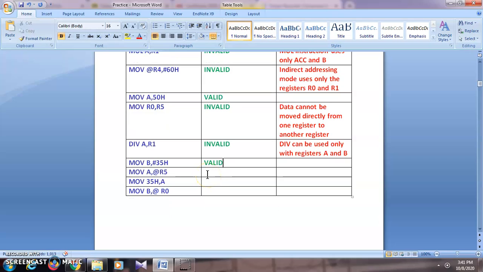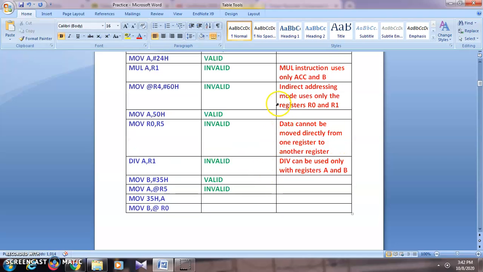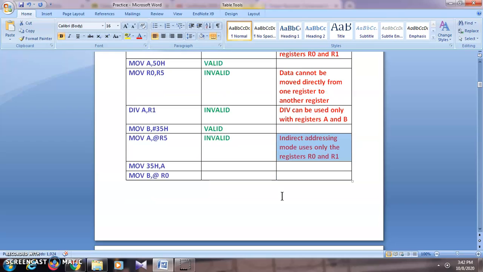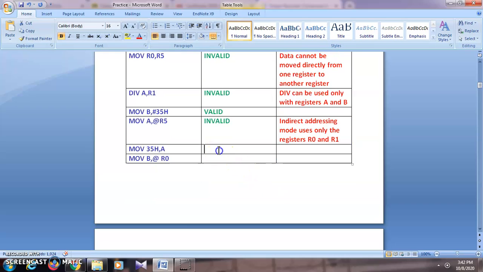Next one, MOV A, @R5. This is an indirect addressing mode, where we are using register R5 for indirect addressing. Again, this is an invalid instruction because indirect addressing mode uses only the registers R0 and R1. I cannot use any other register for indirect addressing mode.